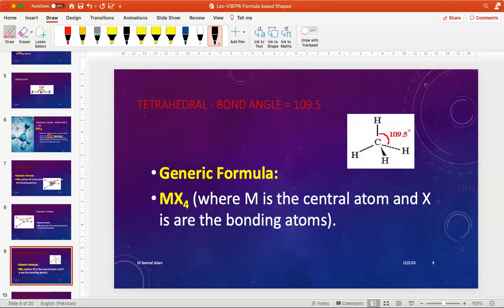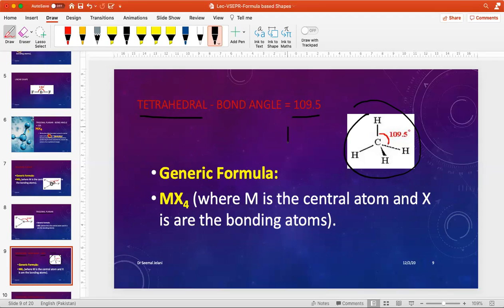The third one is known as tetrahedral. This is the name of the shape as per VSEPR, and the bond angle is 109. This is the shape you can see. These four hydrogens are positioned in such a way that they are at maximum distance from one another. Just by looking at the shape, we can understand the generic formula.